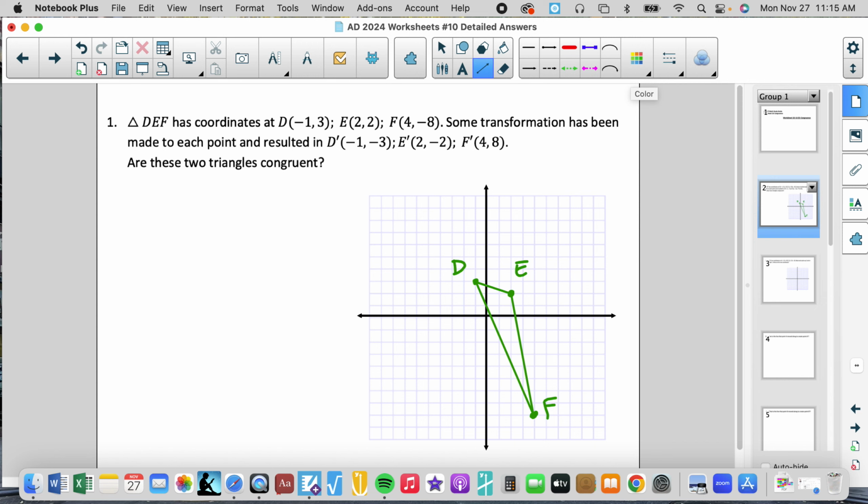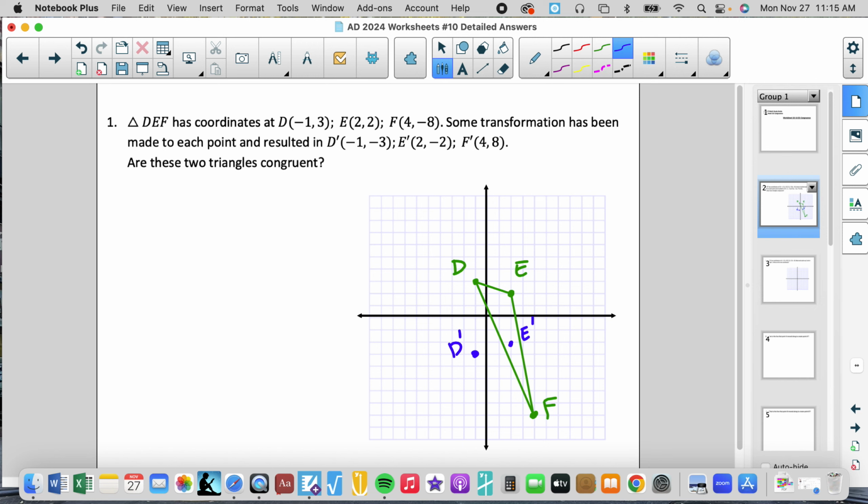So we have triangle DEF. Some transformation has been made to each point and resulted in D prime. That little apostrophe is called D prime. D prime is at -1, -3. So that's D prime. E prime is 2, -2. And that is E prime. And F prime is at 4, 8.